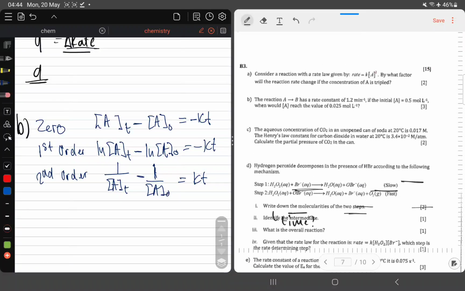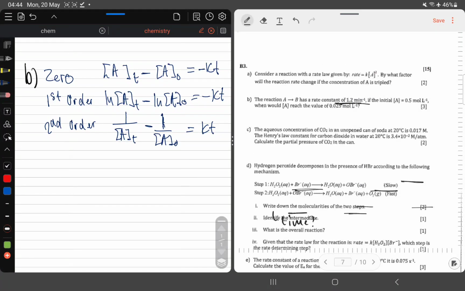So let's see. What order is this reaction? I'm going to look at the rate constant. My rate constant is minutes to the minus 1, which means this is a first order reaction. So that means I'm going to use this one.